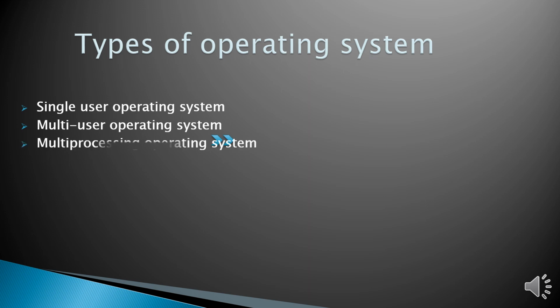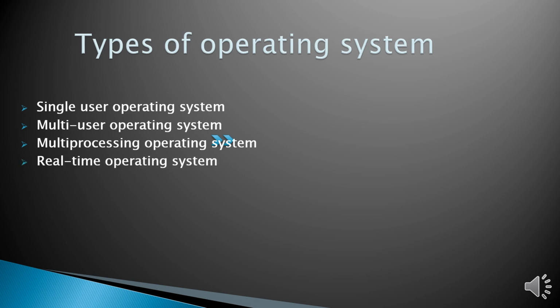Our third operating system is multi-processing operating system. This operating system consists of several processors for a single running process. It means it allows a user to run and work upon multiple applications at the same time. We can open many application softwares together with the help of multi-processing operating system. Linux, Unix and Windows 7 are examples of multi-processing operating system.